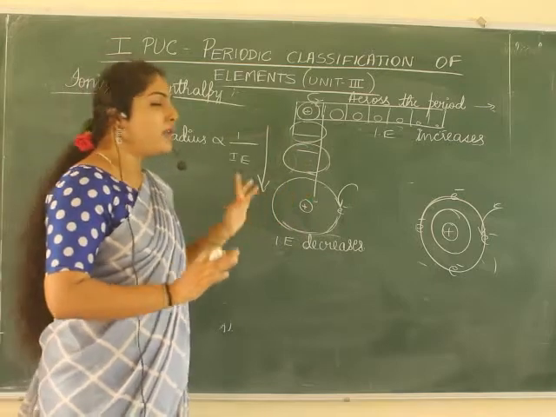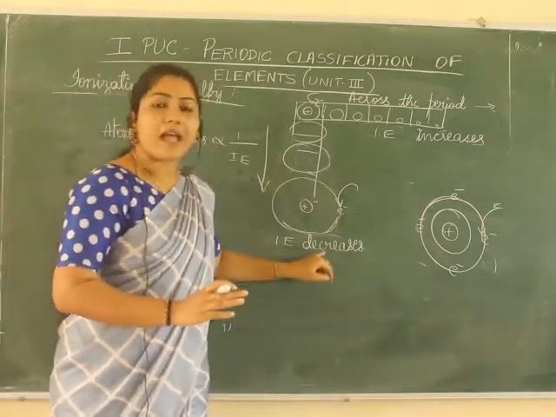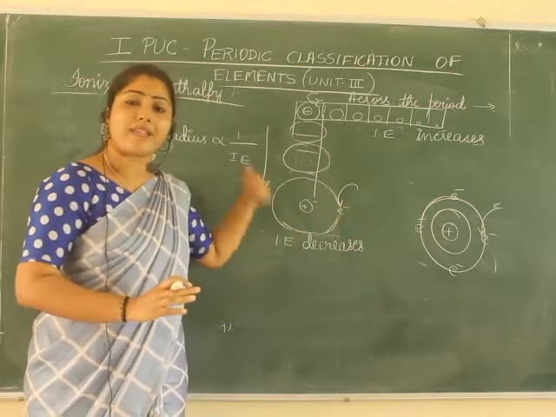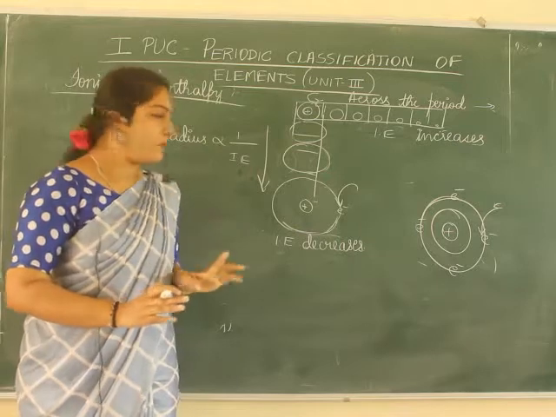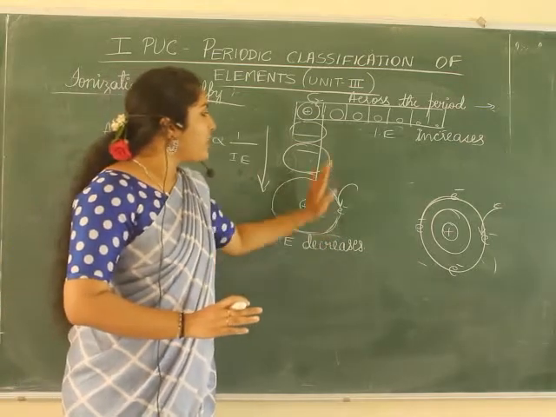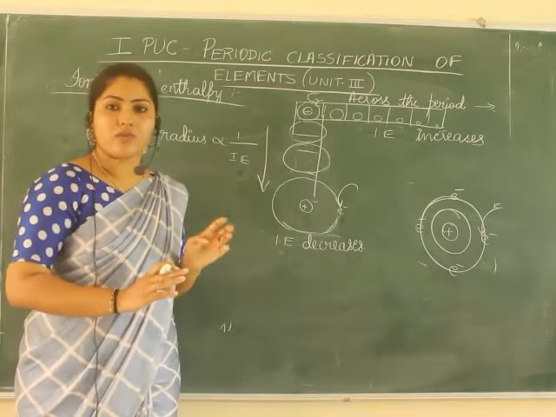Hope it is clear. So this is about ionization enthalpy. Please do remember the trends, and for this you can write the explanation same as that of atomic radii, but you will have to write the opposite of it. Hope you are clear with it now. So ionization energy is the energy required to remove the electron from the outermost orbit.